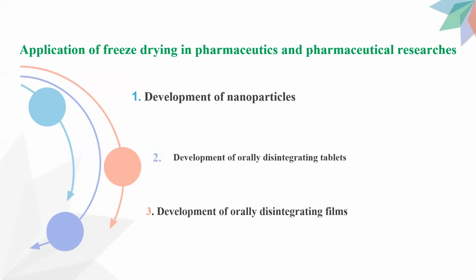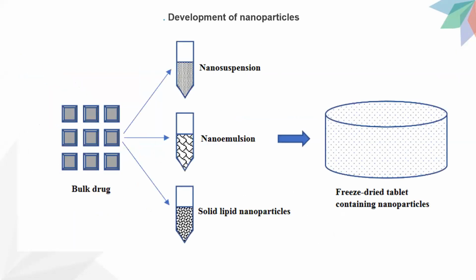Application of freeze drying in pharmaceutical academic research: it can be used in the development of nanoparticles, in the development of orally disintegrating tablets, and mainly in the development of orally disintegrating films. In nanotechnology systems, especially nanosuspension, nanoemulsion, and solid lipid nanoparticles, the main drawback of these systems is Ostwald ripening, that is, agglomeration and aggregation of the nanoparticles during storage or during processing.